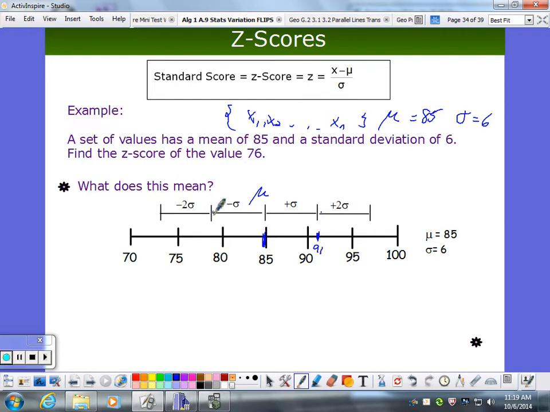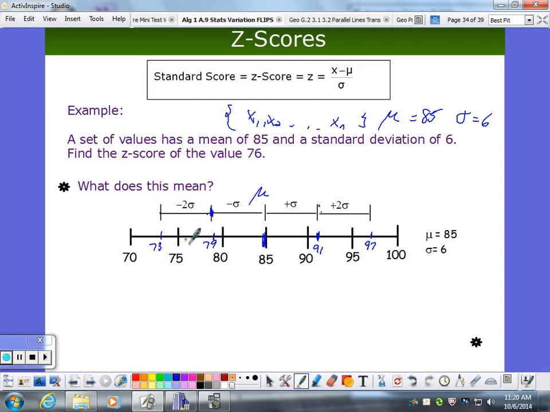And then what about minus a standard deviation? 79, right? Because I'm 85 minus 6. That's one standard deviation. Now 2 standard deviations, you add another 6, right? So that would be 97. Or I subtract 6, that would be 73. So just that. Does that make sense? Are we following that much?